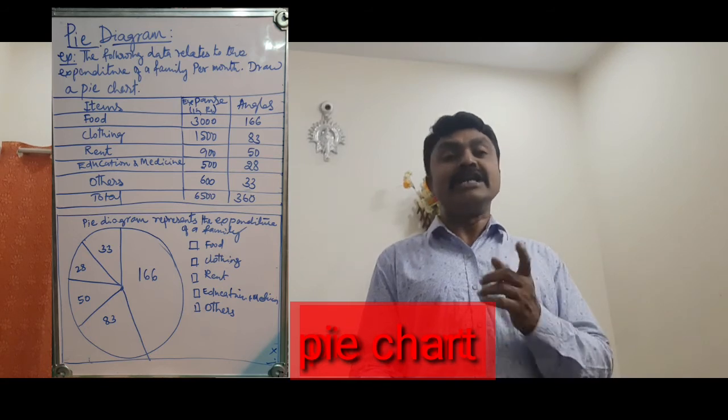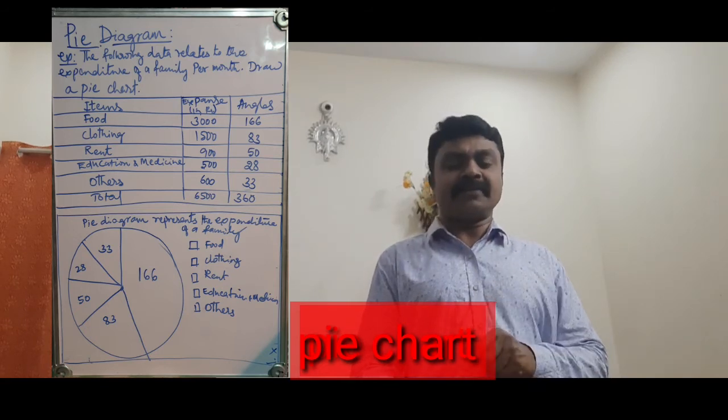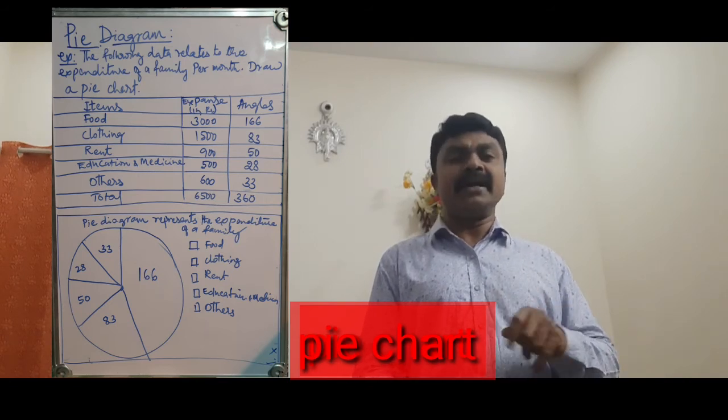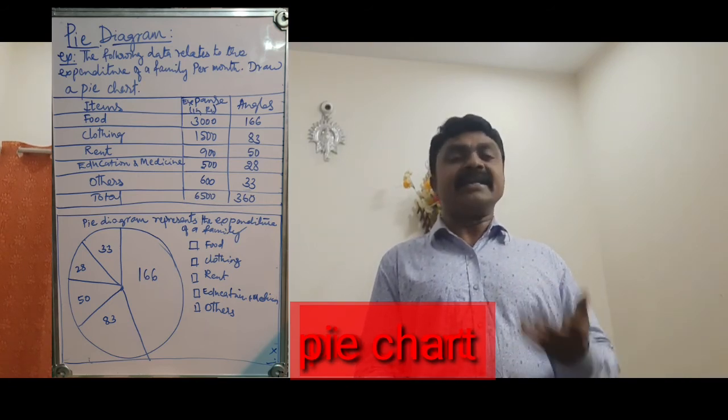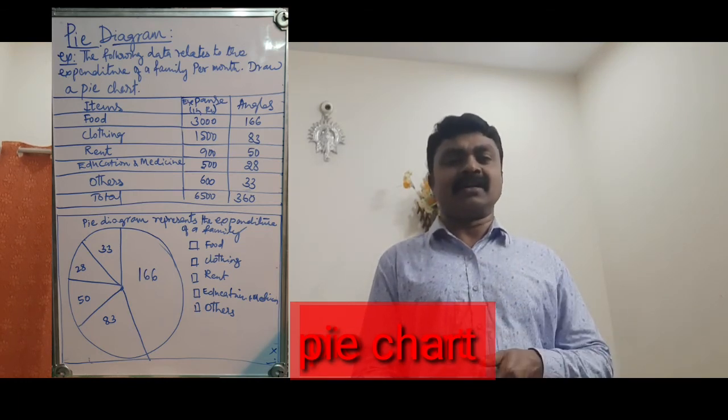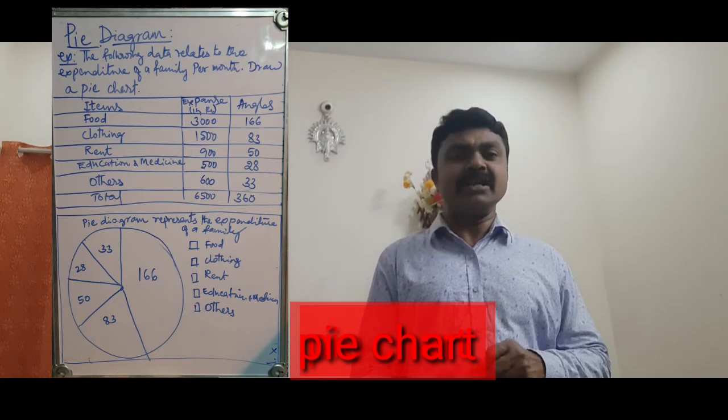Then we can go with the individual values. The first example is 3,000 divided by 6,500 into 360 degrees, and we can get it as an angle. Those values will come in all the sectors. Then we have to represent them in a pie diagram.